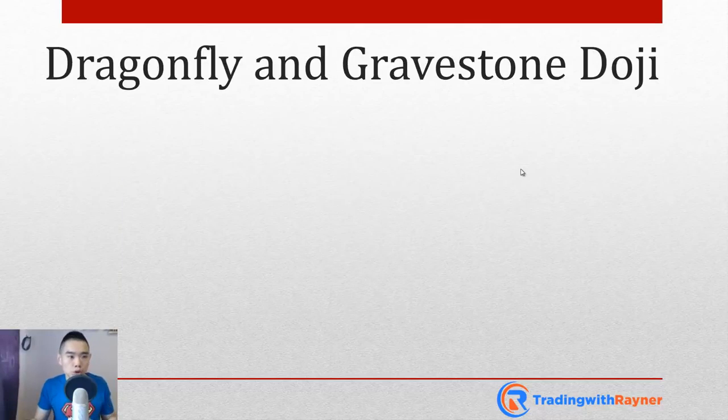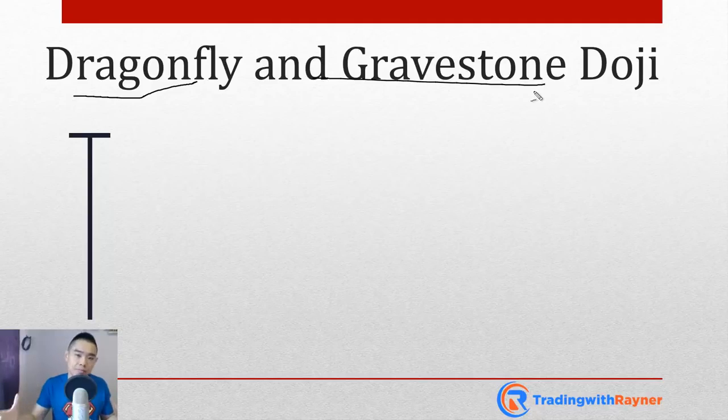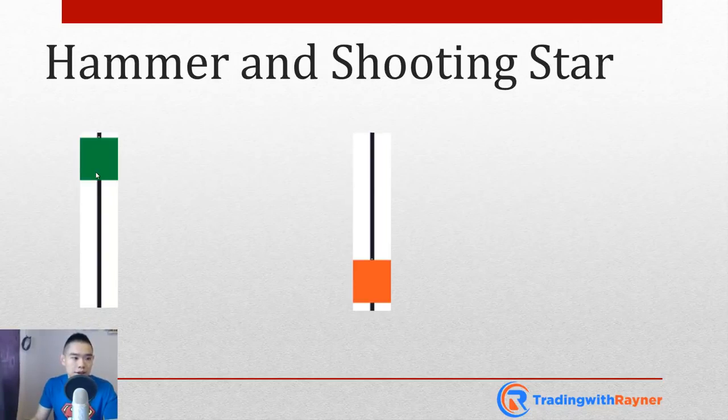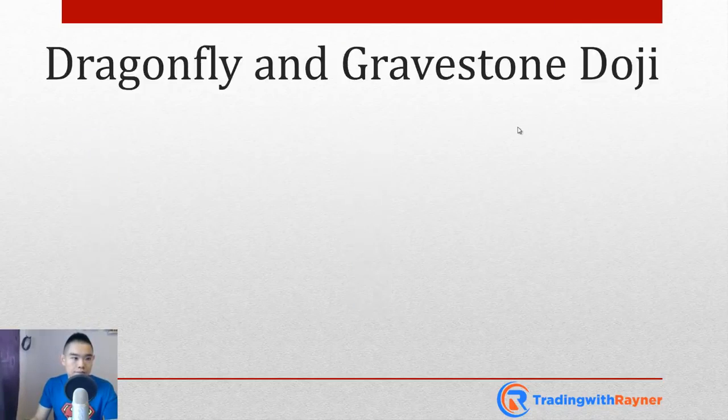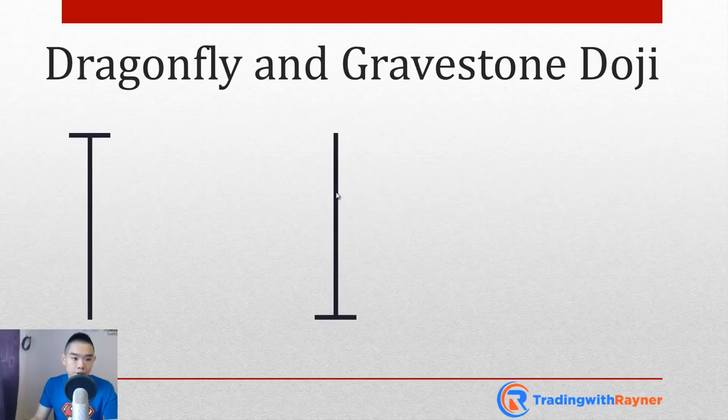Dragonfly and the gravestone doji. It sounds a handful, but really the pattern is very similar to the hammer and shooting star. The only difference is that a doji usually means indecision in the markets, but for the dragonfly and gravestone doji, it's a sign of price rejection. Because if you look at it, it's very similar to the hammer and shooting star that you've seen earlier. Let me go back a little bit. Hammer, shooting star. Dragonfly doji, gravestone doji. So now let me ask you, what is the difference between the hammer and shooting star and the dragonfly and gravestone doji?